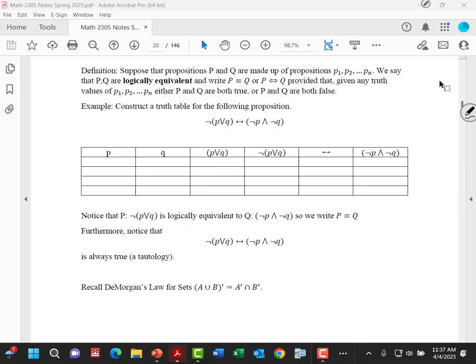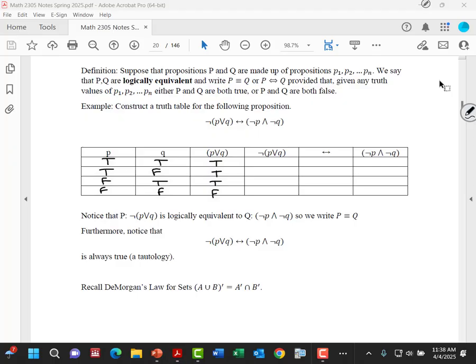Consider a truth table for this proposition. Okay? So if I fill this in, so true, true, true, false, false, true, false, false. Okay. So P or Q. So true, true, true, false.